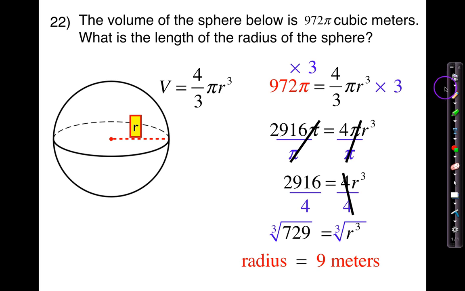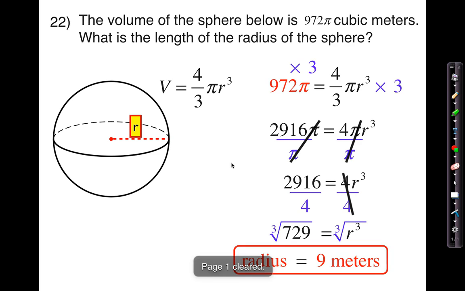I would say the radius is 9 meters. And I can't stress enough, make sure you write your units. Okay, moving on to the last example.